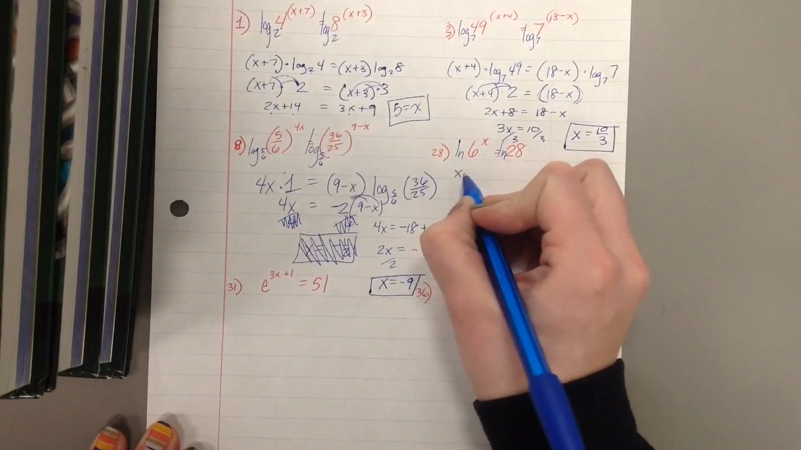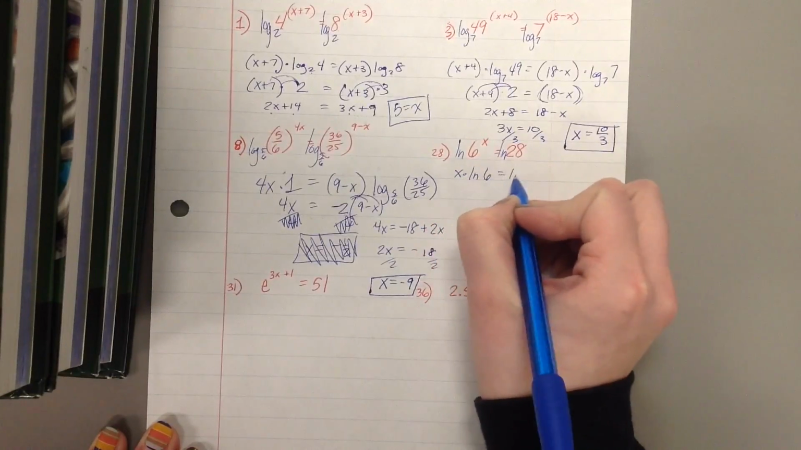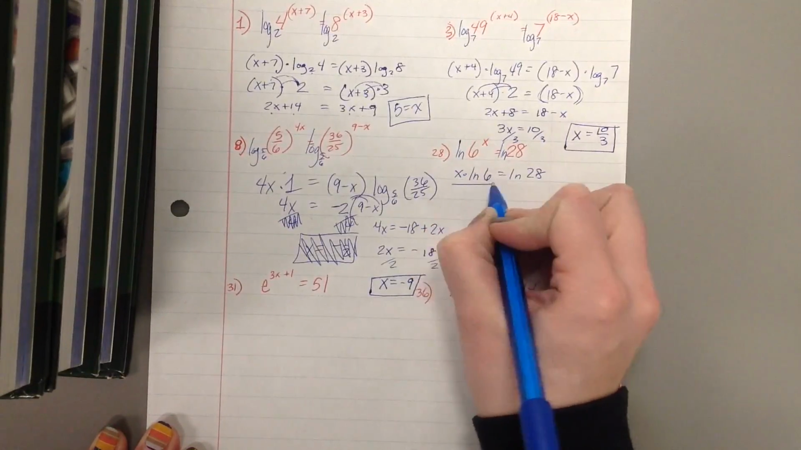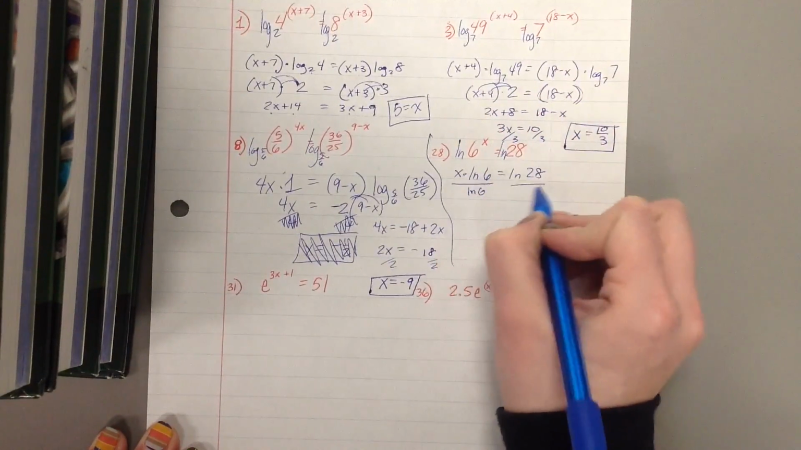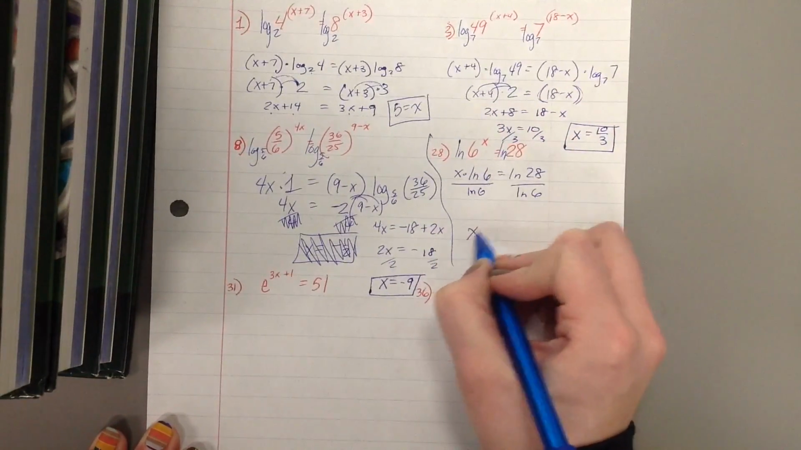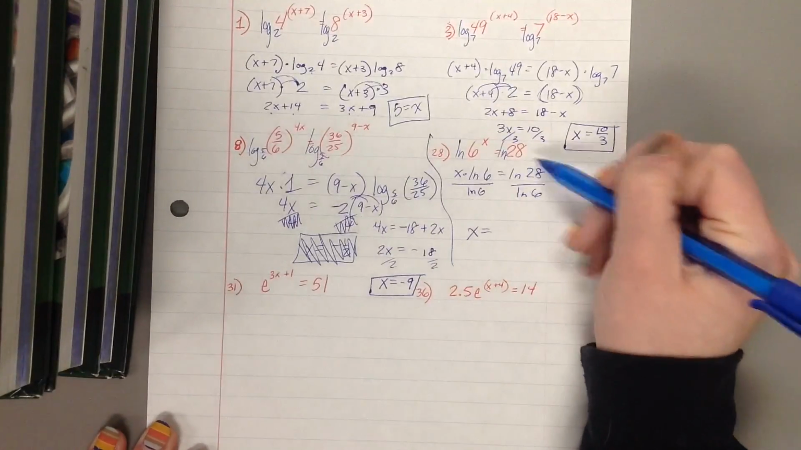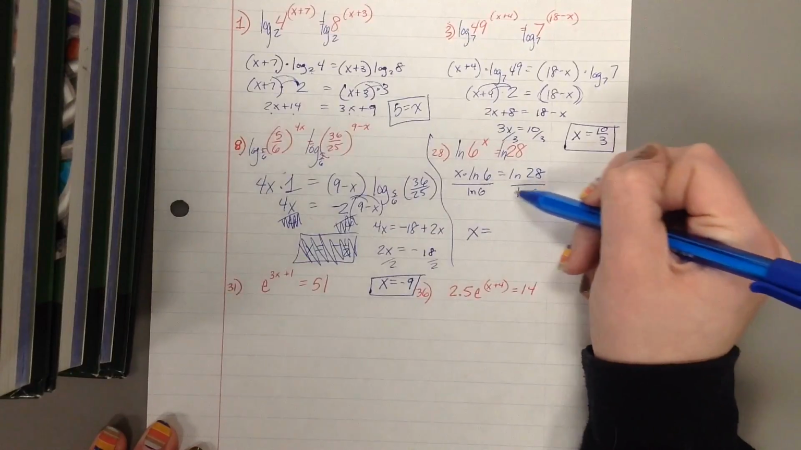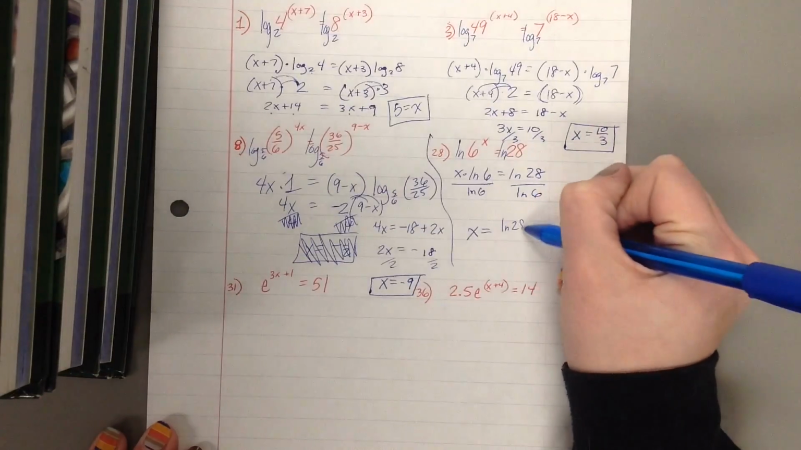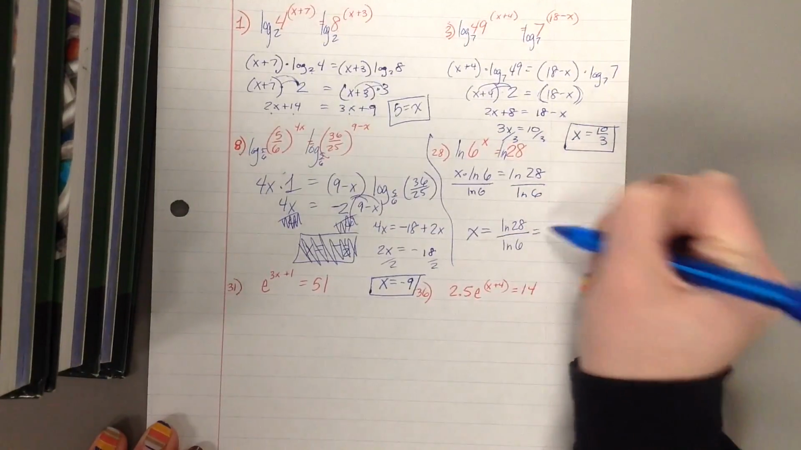So that's still going to give me x times the natural log of 6 equals the natural log of 28. I'm going to divide by the entire phrase ln of 6. Now, these natural logs don't combine in any way. It's the natural log of 28 divided by the natural log of 6. It is two totally separate entities.